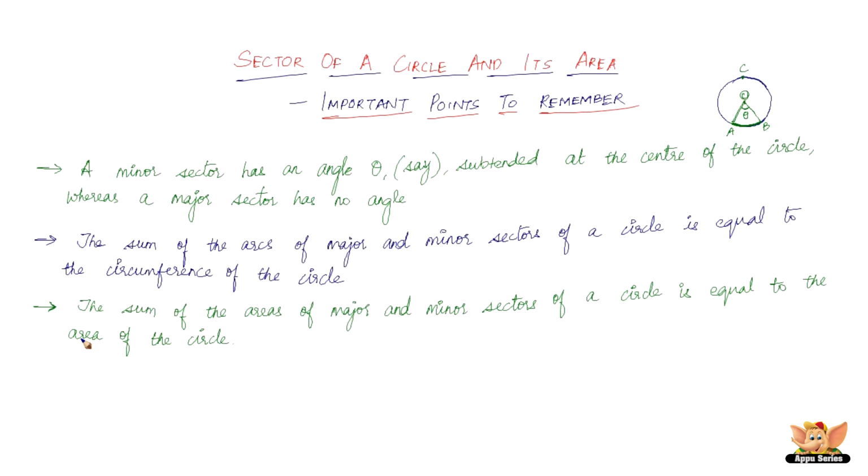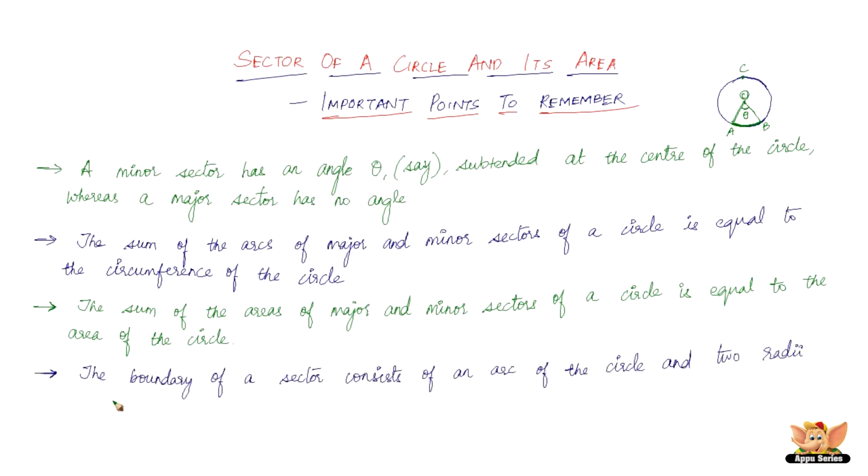So here is another point which says this: the sum of the areas of the major and the minor sectors of a circle is equal to the area of the circle. Definitely, right? If the circle gets split into two sectors, that is the major sector and the minor sector, then adding the areas of both the sectors is going to be equal to the area of the circle. So that's another straightforward point there. Nothing to break your head about.